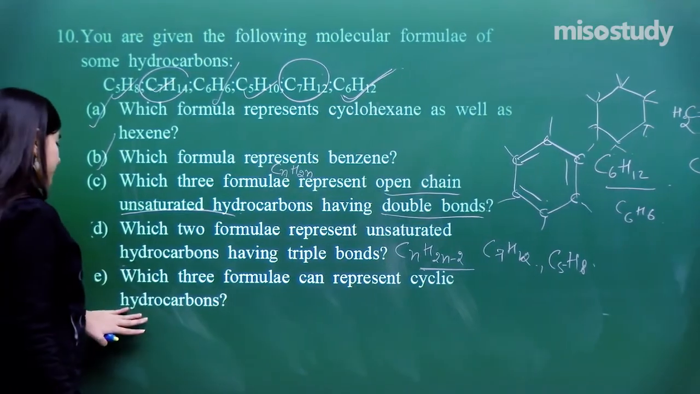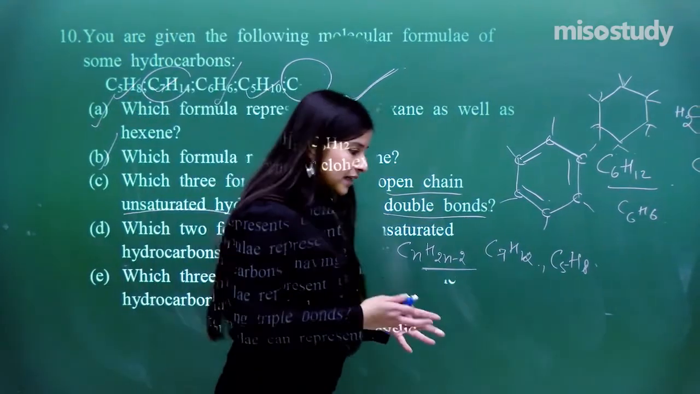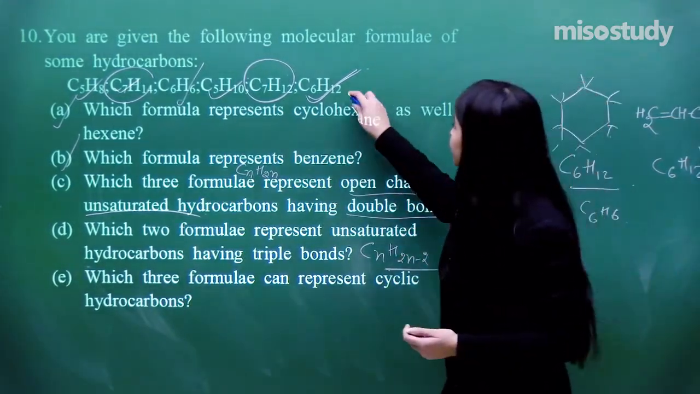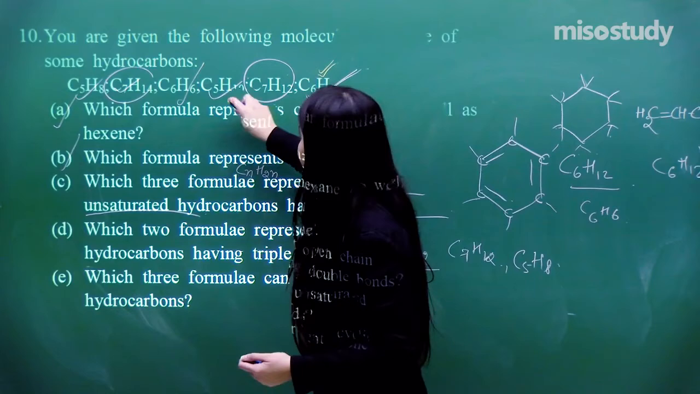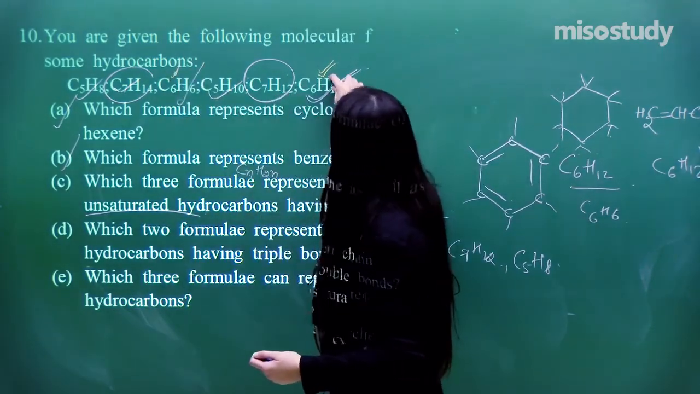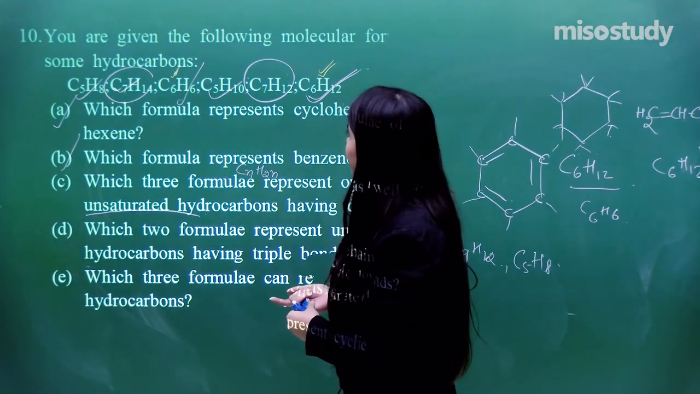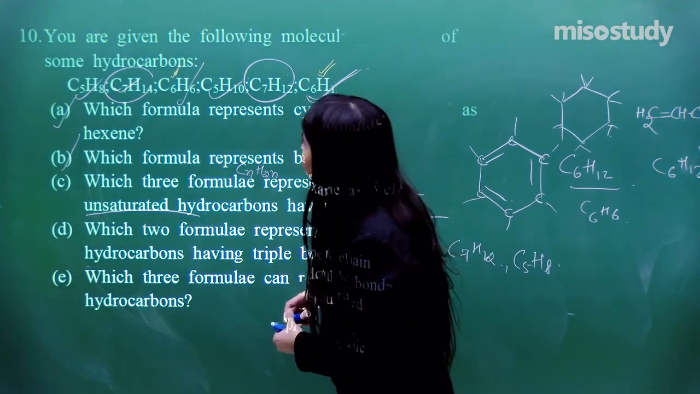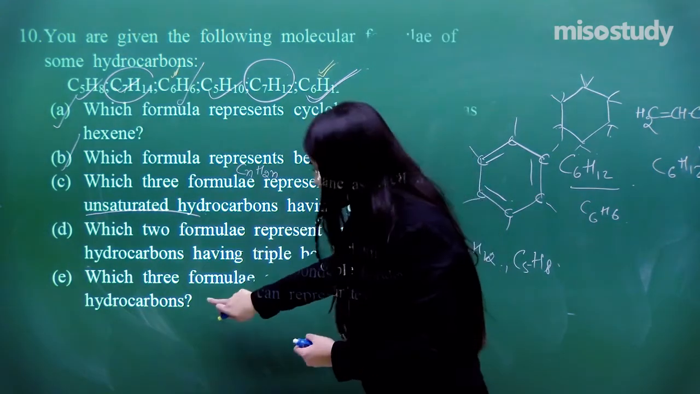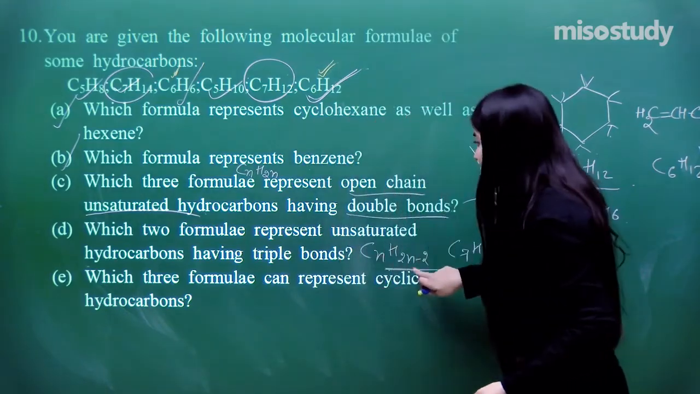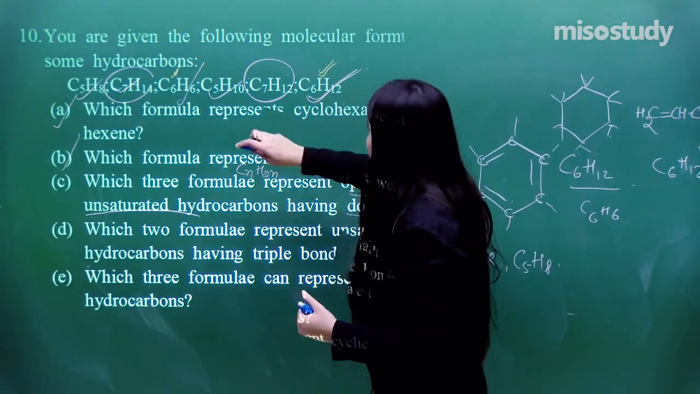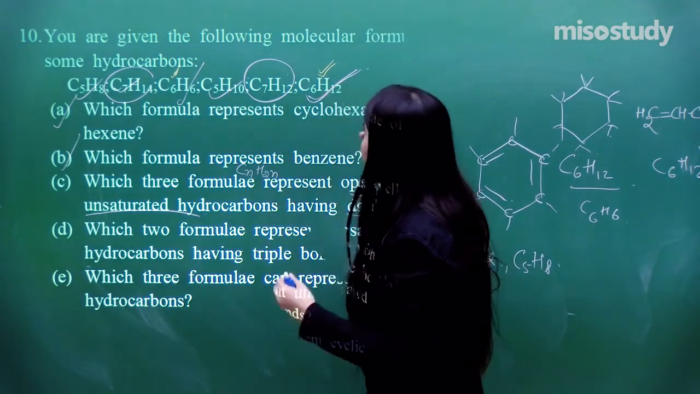Which three formulas can represent the cyclic hydrocarbons? Cyclic. It can be saturated, it can be unsaturated. So one is the benzene. Another is cyclohexane. Yeah, this was benzene. This is cyclohexane. Fine. Next one, C5H8. Which three formulas can represent cyclic hydrocarbons? Okay, let us just test over here. So, one is this, another is this. I need the third one.